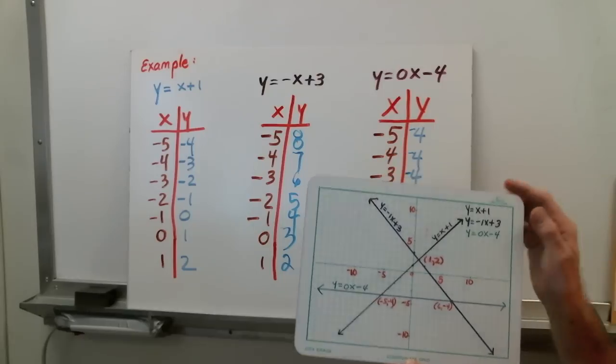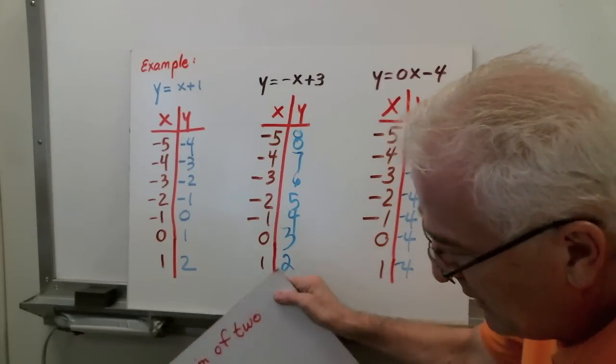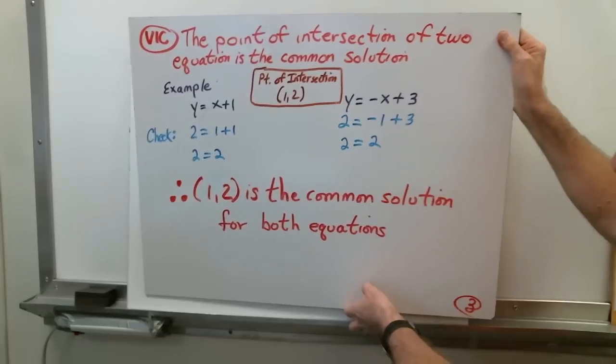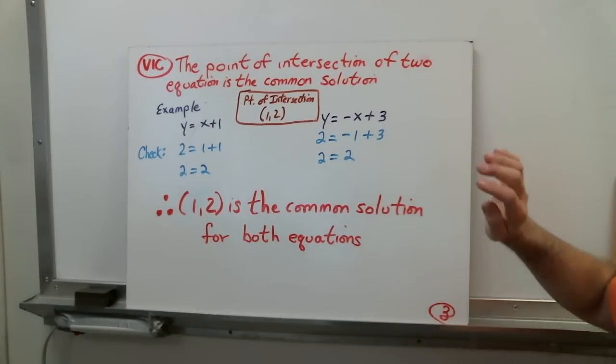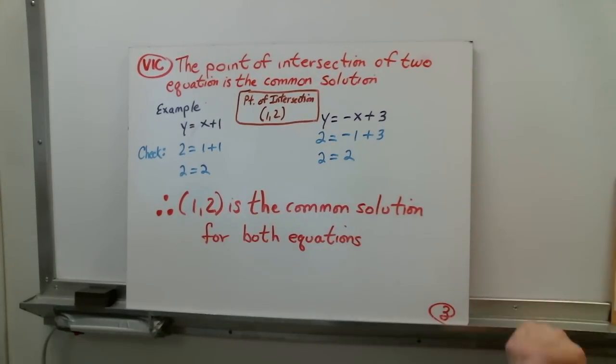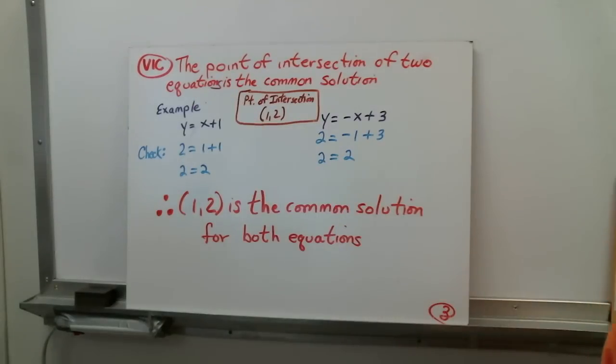So let's talk about why that is important. Why would we go to all that trouble? Here comes our first VIC of this new chapter. The very important concept we're looking at here is that the point of intersection of two equations is a common solution. Two equations, okay? Let's take a look at our example.